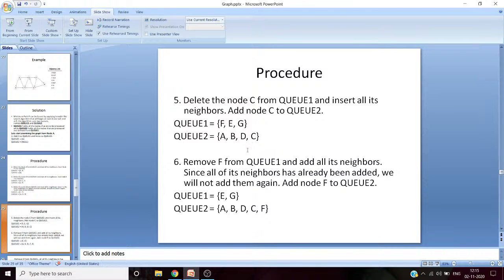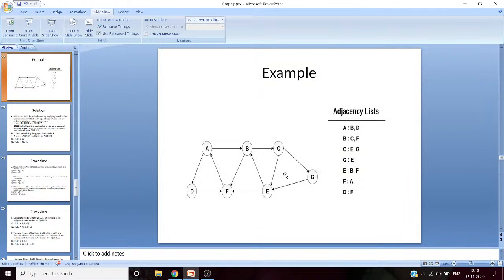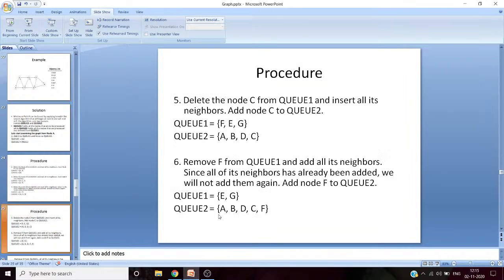Okay. And next, F is there. F has only one neighbor, which was D, I guess. Let's check the adjacency list. F has A. A is already processed, so there is no point in inserting A in Q1 again.